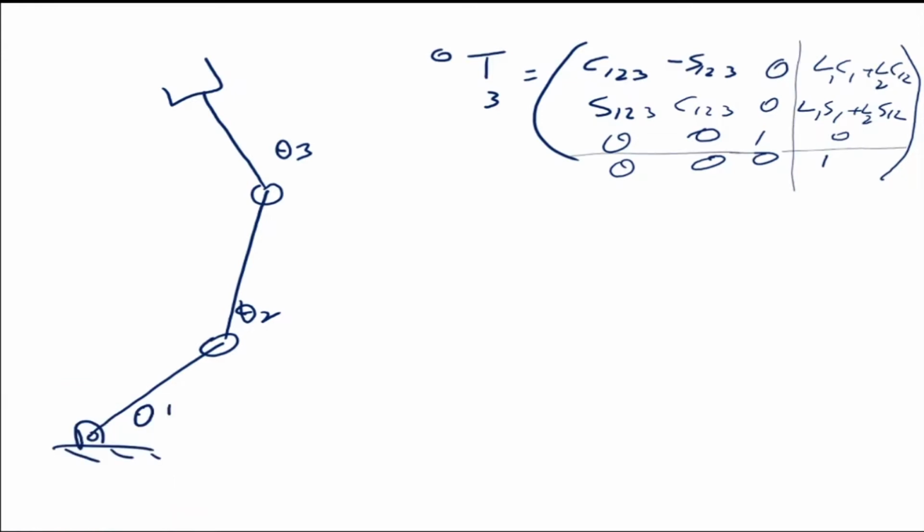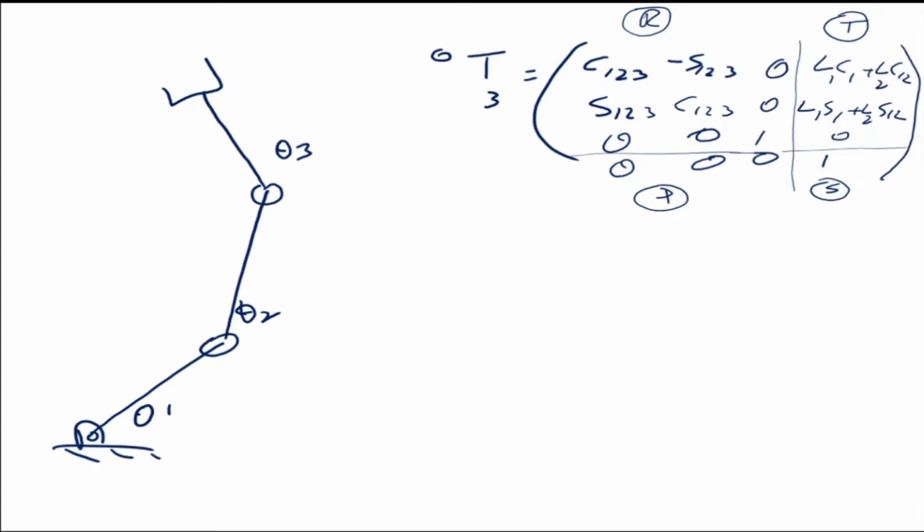Okay. So this is the rotation part, this is the translation, this is perspective and this is scale. This is something we know. Now, what does the rotation part tell us? The rotation part tells us the total rotation, in terms of the orientation of the end effector.